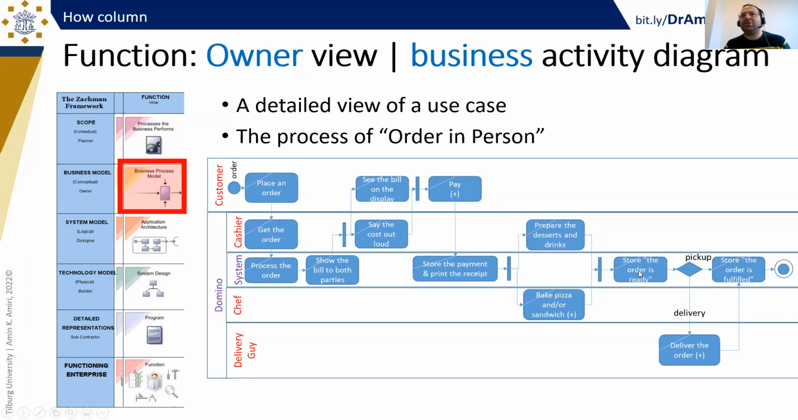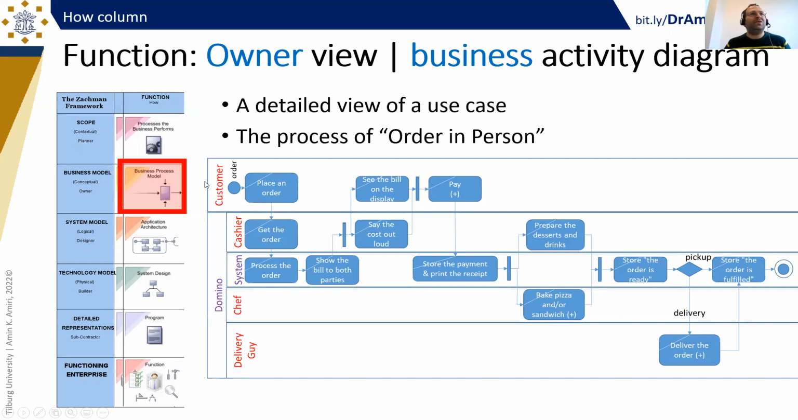After that, the system stores the order is ready. If it's a delivery, then delivery is being done by the delivery person, or pickup needs to be done. So this is the process. Of course, if you go to Domino's Pizza or you have your own pizza place, you may create another process. So you can always change this process to make your business more competitive in the market.